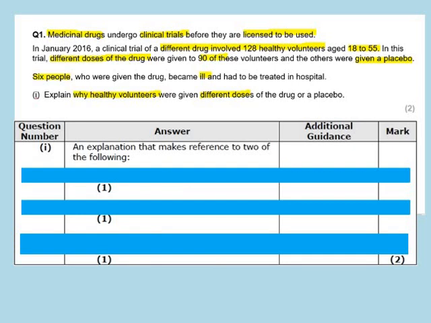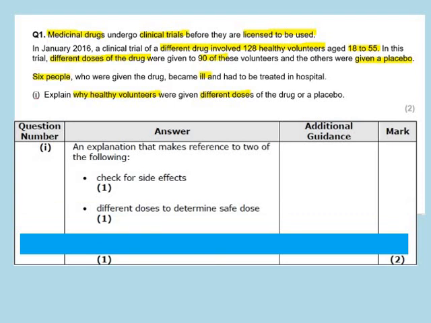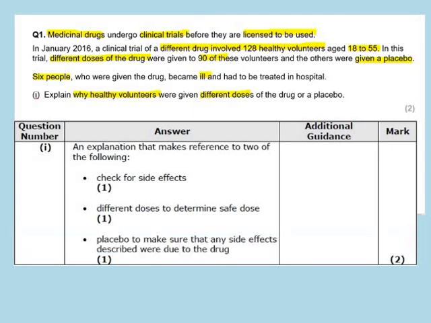Okay, now you could have any of these points. We could say to check for side effects. You could also say the different dosages are used to determine what is a safe dose. Or you could mention the placebo and say the placebo is present to make sure that any side effects described were due to the drug. Score yourself out of 2, and let's move on to the next question.